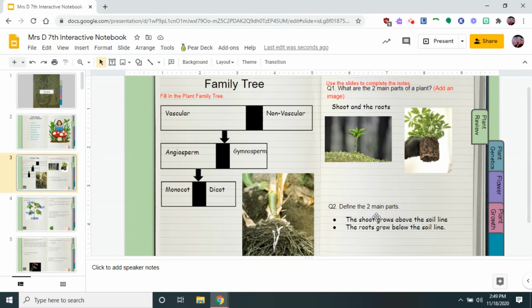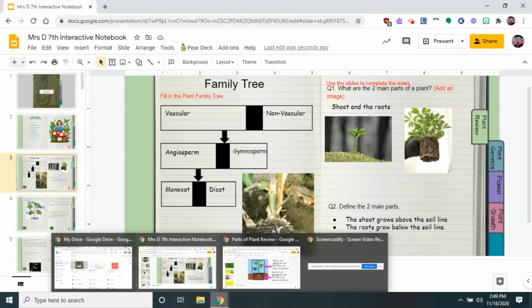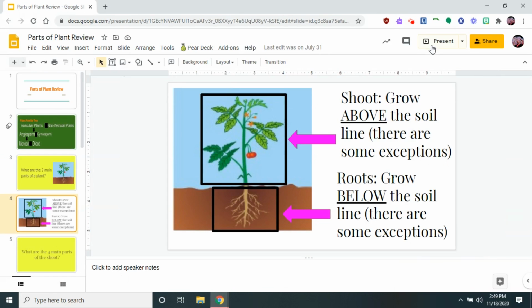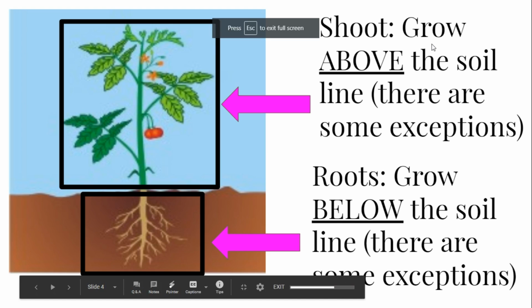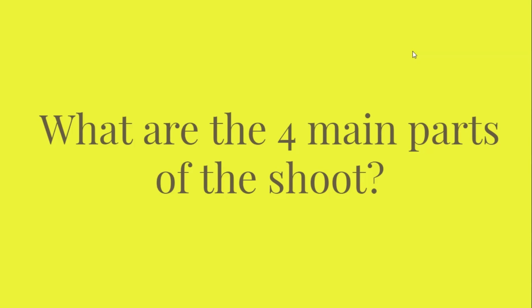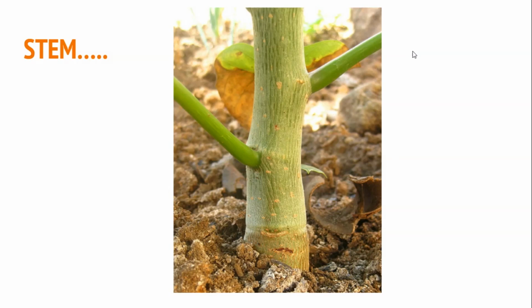I am going to move on with my presentation without going back and forth to the lesson, so that way we can get through this, but you are to pause and take your notes when I tell you to. All right, so what are the 4 main parts of the shoot? So in this one, question number 3, you have words that you're going to rearrange on the picture to show me that you understand where these certain parts are. So the first one is you have the stem.